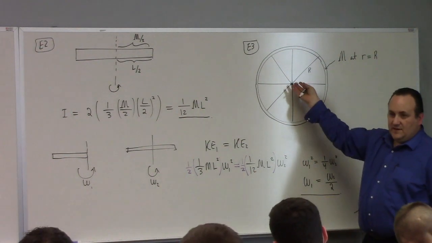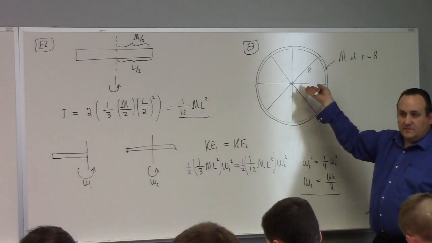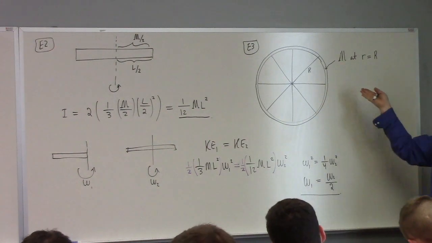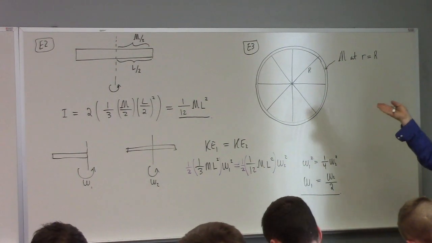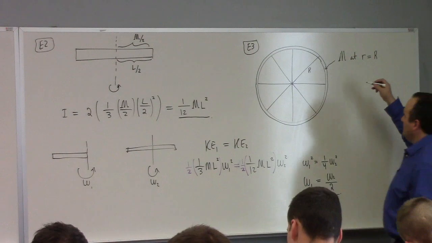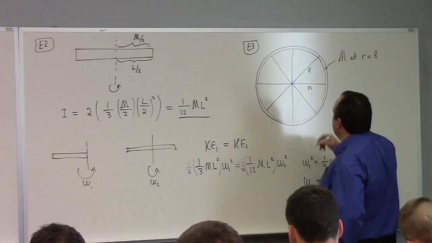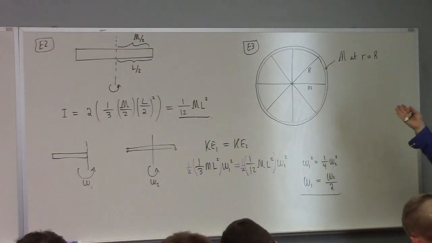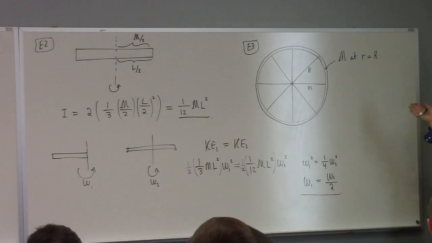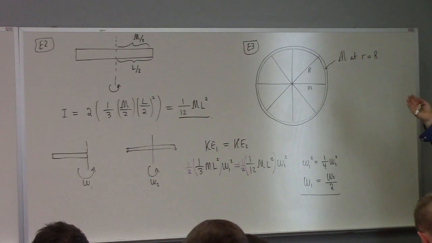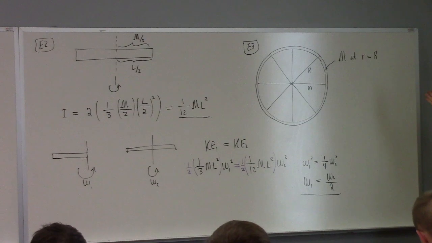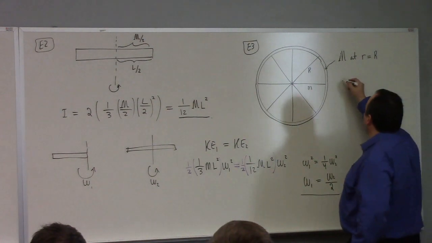Then you can ask the question, what's the moment of inertia for this wheel? How would you do it? So you need to know the mass of each spoke. Let's suppose that the mass of the spoke is m. So the way you do it is you'd calculate the moment of inertia for each spoke, multiply that by 8, and then add it to the moment of inertia for the rim. What's the moment of inertia for the rim?